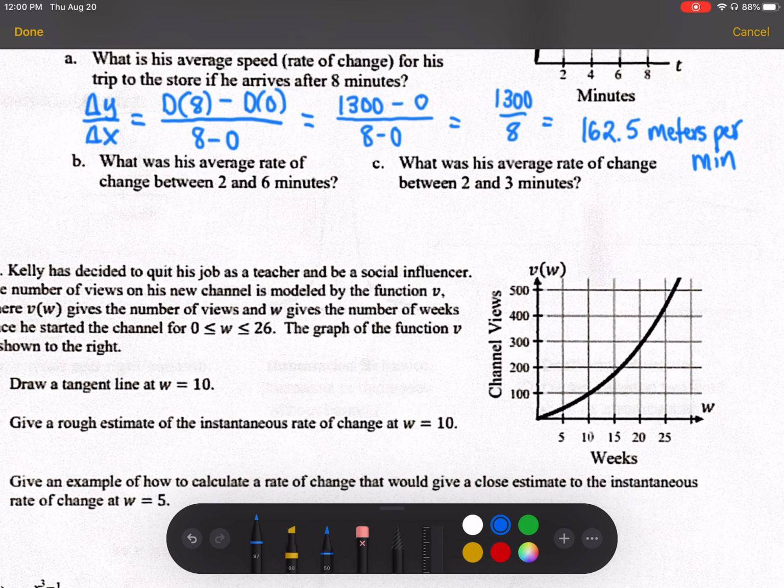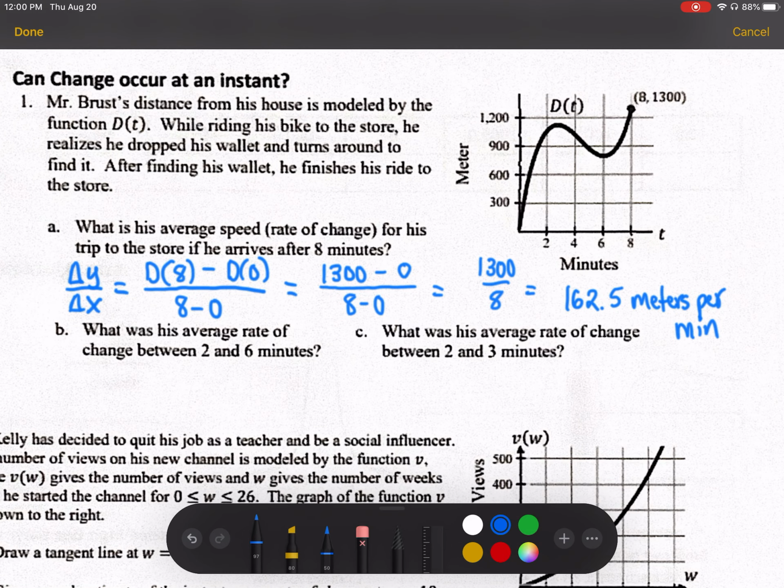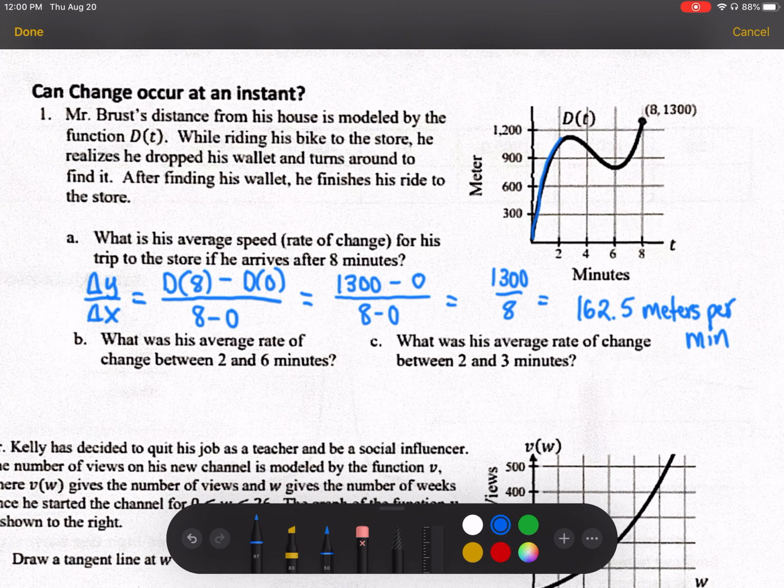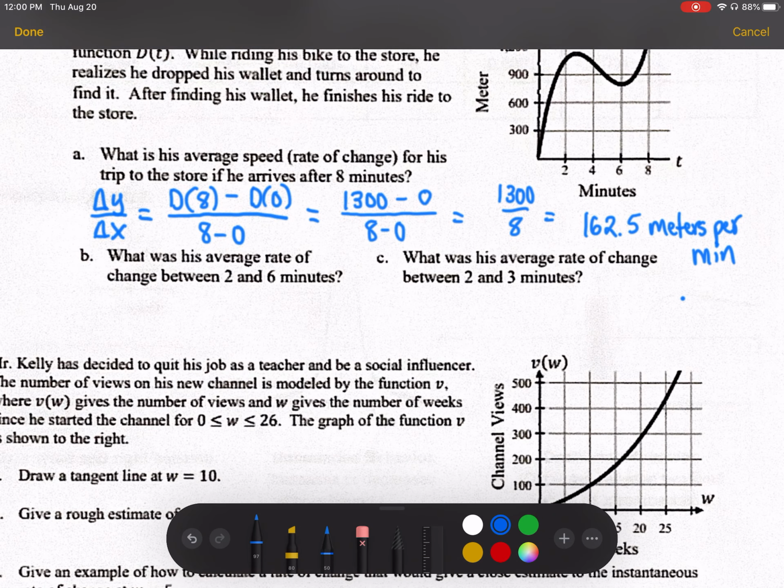So then we look at these other questions. So that is his average speed for this entire distance, okay? And that's even with him changing directions and going back. So if we wanted to figure out more accurately what was his average speed when he did his change between 2 and 6 minutes, we're going to look at basically the same thing. So we're going to do d of 6 minus d of 2 over 6 minus 2. We don't have to actually figure that out. I just really want y'all to see the process of it.